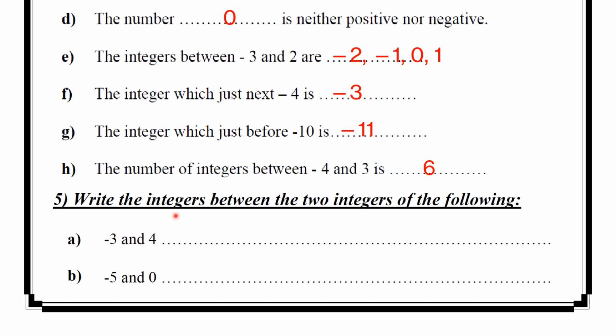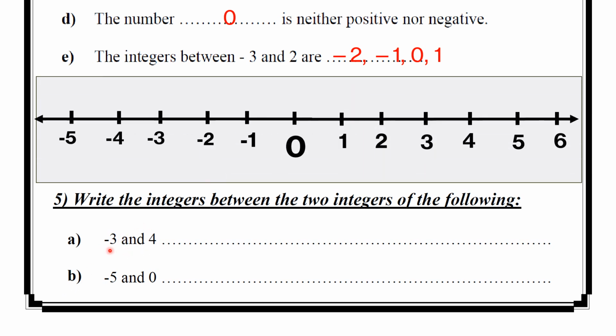Now write the integers between the two integers of the following. Negative 3 and 4. From the number line, what are the integers between negative 3 and 4? Between negative 3 and 4, we have negative 2, negative 1, 0, 1, 2, and 3. Now, negative 5 and 0. What are the numbers between them? We have here negative 5 and here 0. So between them we have negative 4, negative 3, negative 2, and negative 1.